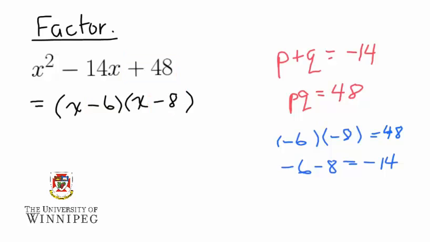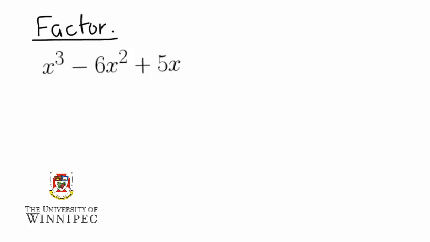Let's continue on with one more example. Here we have x cubed minus 6x squared plus 5x. Now I've chosen this example in particular just to remind you that what you should always be doing when you approach a question is checking to see if there's a common factor. In this case, we can factor out x from all of our terms, and that's going to leave us with x squared minus 6x plus 5.